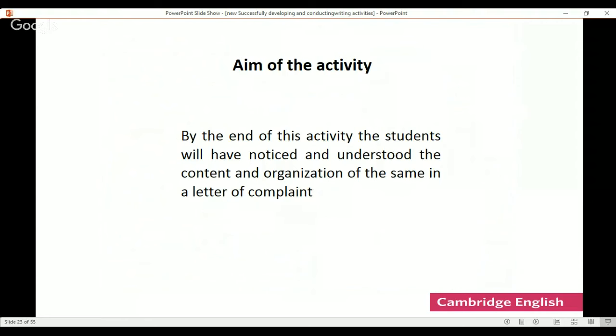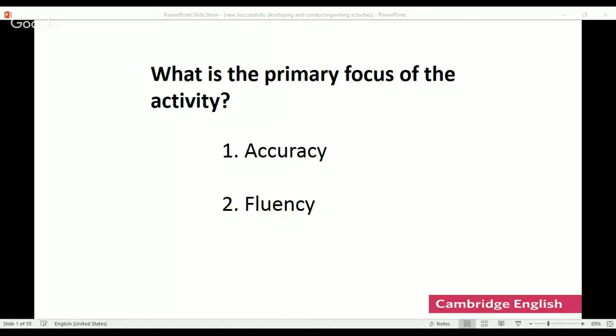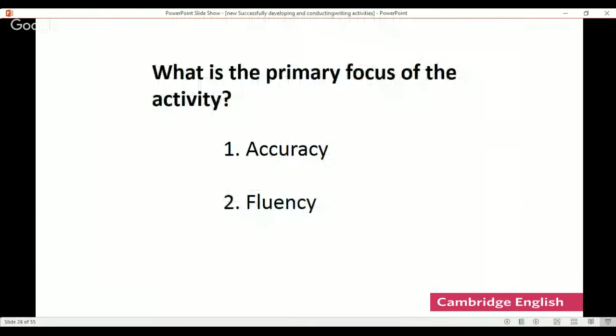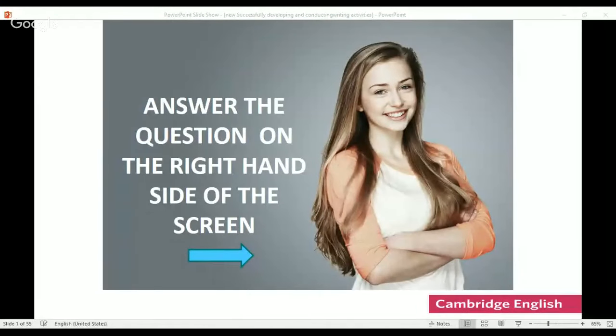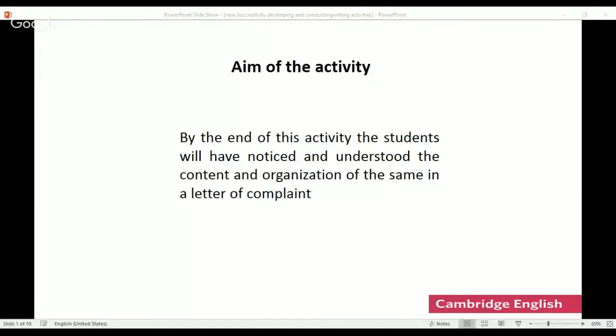Now you can see that it is a SMART aim because it's specific, it's measurable, it's realistic, and it's time bound. So what is the primary focus of the activity? In this case, you need to switch to your webinar tab in order to be able to vote. What is the primary focus of this activity? Accuracy or fluency?